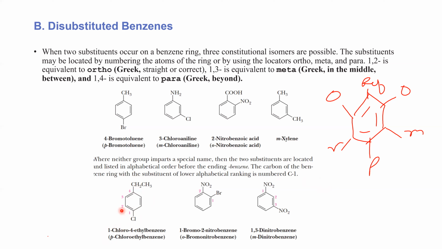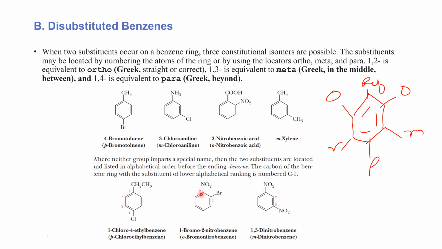So we will start numbering from this side. So this is 1, 2, 3, and 4. And in the naming, we will write this is a 1-chloro-4-ethyl benzene, or either you can write the para-chloro ethyl benzene. This is a common name, or in the way of the ortho, meta and para naming structure.